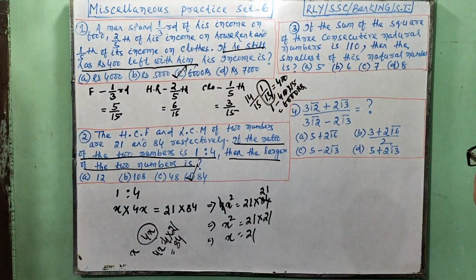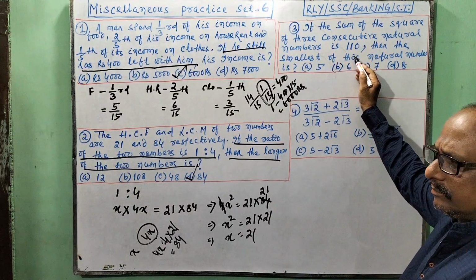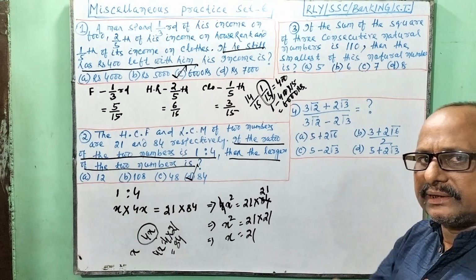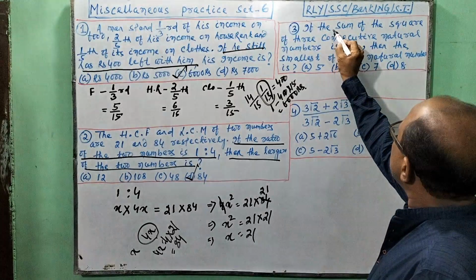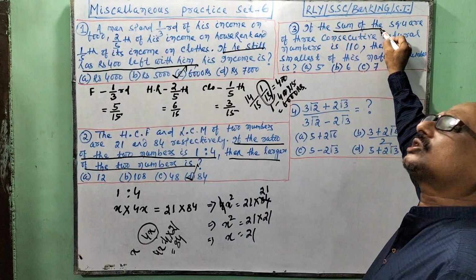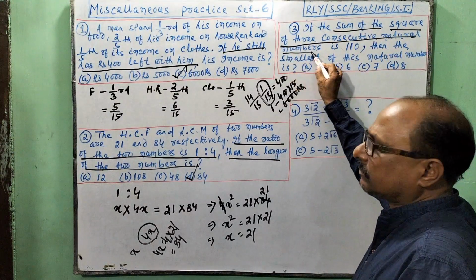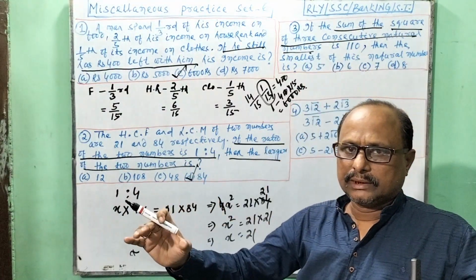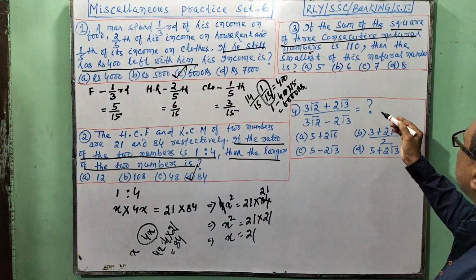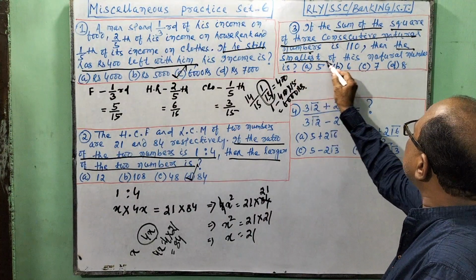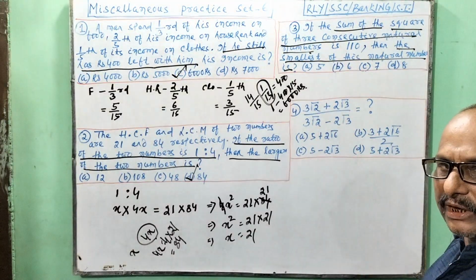Look at this. If the sum of the squares of 3 consecutive natural numbers is 110, take 3 natural numbers, their squares first, then the sum. The question asked is which one is the smallest natural number.